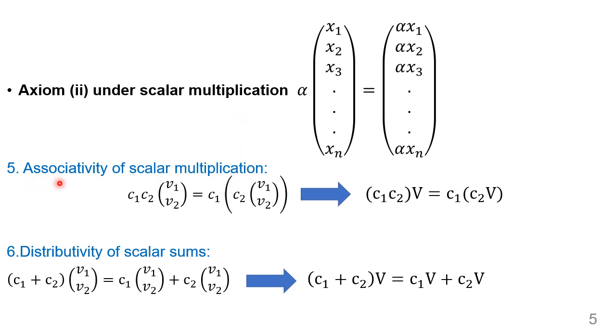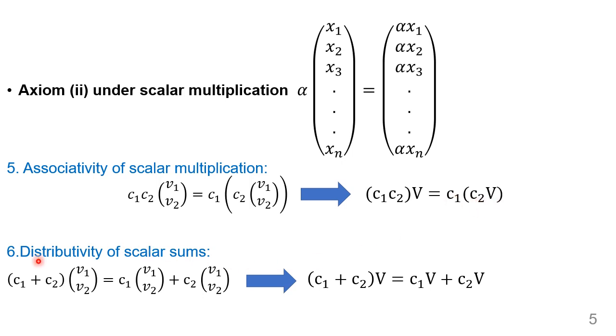The first one is associativity of scalar multiplication. I have taken two constants c1, c2. I am multiplying with the vector space v having vectors v1, v2. That can be rearranged as c1 in the bracket c2 multiplied by the vector space v. In general, I can write it as c1 c2 v is as good as saying c1 into c2 into v.